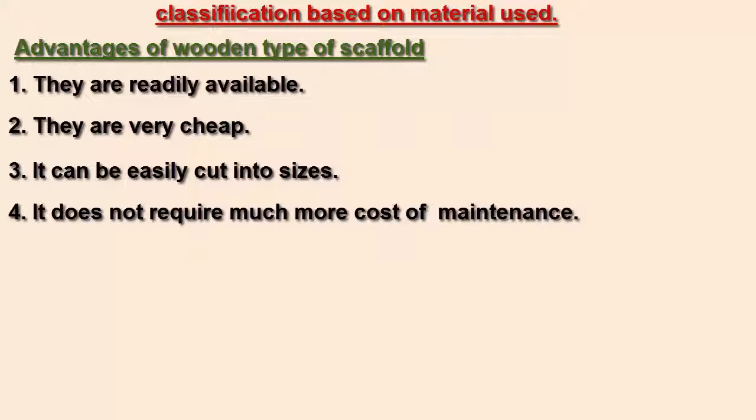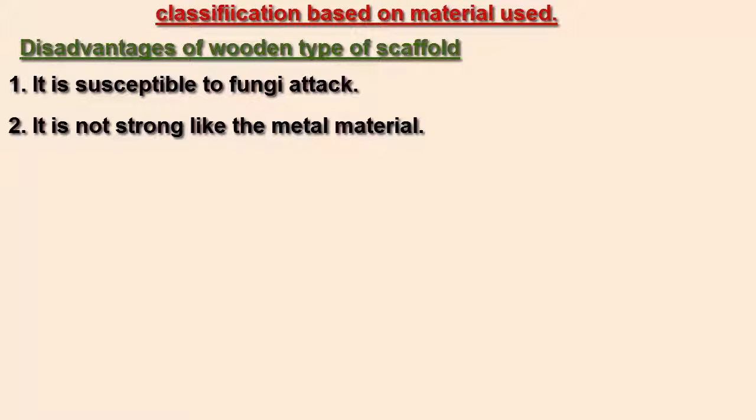Now, the disadvantages of wooden material: you find it is susceptible to fungal attack. Two, it is not as strong as the metal material. It is not as strong for heavy construction work. The wooden material is not recommended because of the nature of the wood. So you find that for every material you are going to select, you look at the advantages and look at the disadvantages.